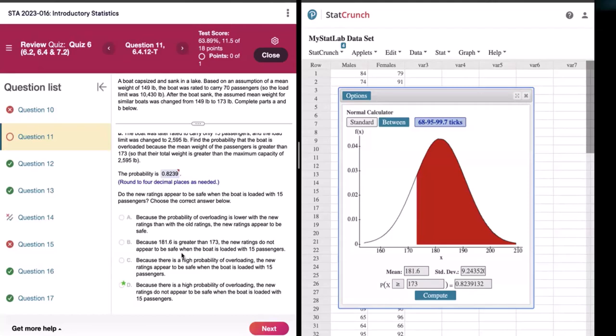The new ratings do not appear to be safe when the boat is loaded with 15 passengers. That's the truth, because 82% of the time we're going to overload the boat. Yep, that's what it was. I forgot to divide the part A standard deviation by the new square root of 3.74.